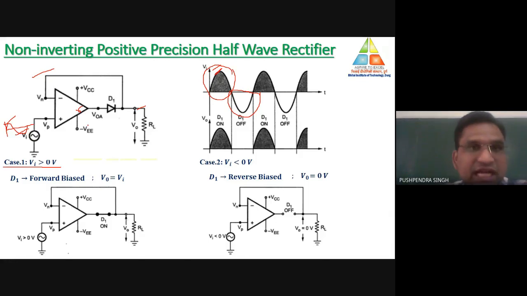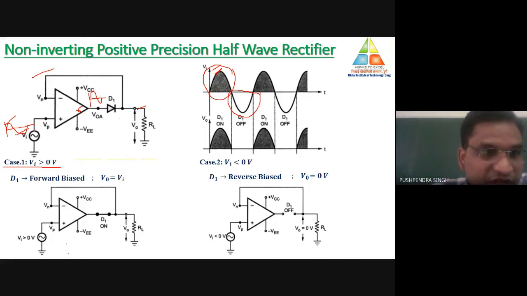What is the basic functionality of a non-inverting op-amp? In a non-inverting op-amp, there is a phase shift of 0 degrees between the input and output waveform. So if the input signal is sinusoidal, at the output terminal we also get a sinusoidal waveform. We get the same signal at the output terminal, but with some amplification.